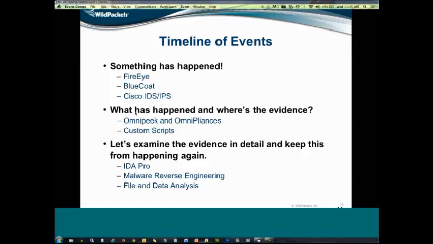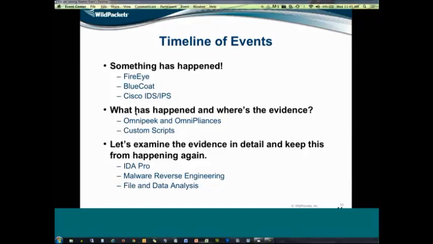But to get from the very beginning where we know something's happened to the point that we're digging down into a piece of malware, OmniPeak has, at least from my workflow and my practice, sped that process up exponentially from getting to step 1 to step 3 in this timeline that you see here. And what I'm going to demonstrate to you is exactly how it's sped that process up.